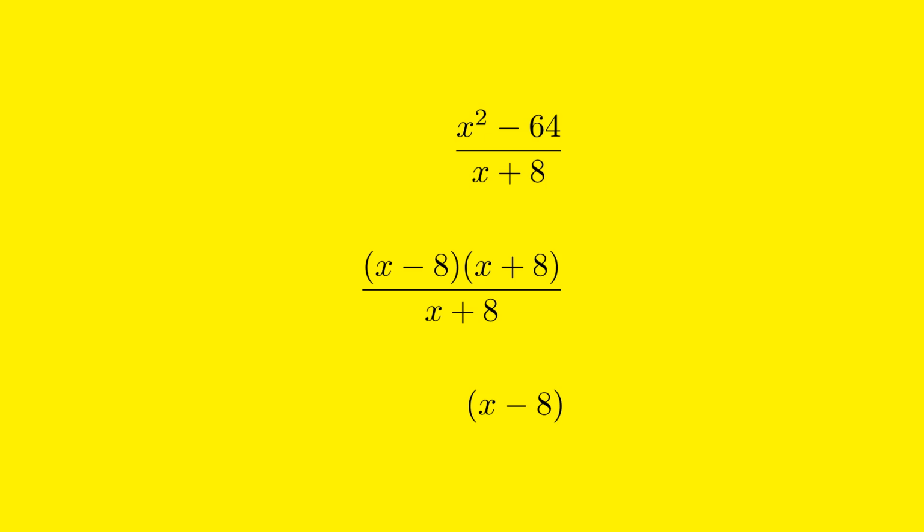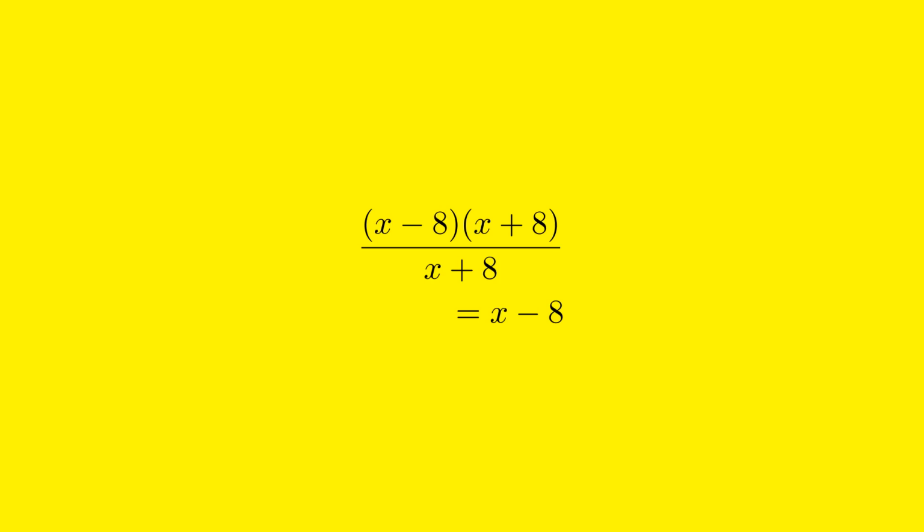So, we factor x squared minus 64 as x minus 8 times x plus 8. The expression now becomes x minus 8 times x plus 8 divided by x plus 8. In this step, the given expression is altered by factoring the numerator using the difference of squares method. Now, we proceed to cancel common factors in the next step.